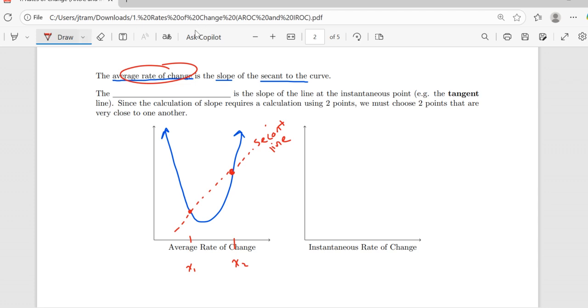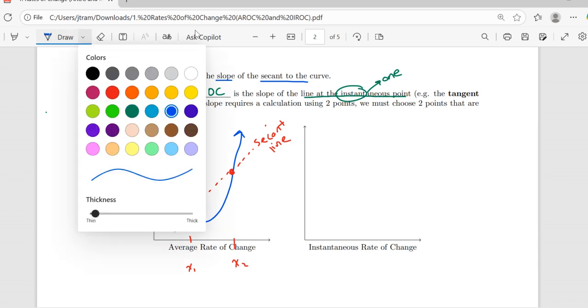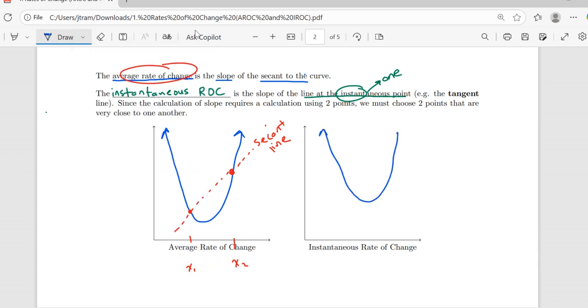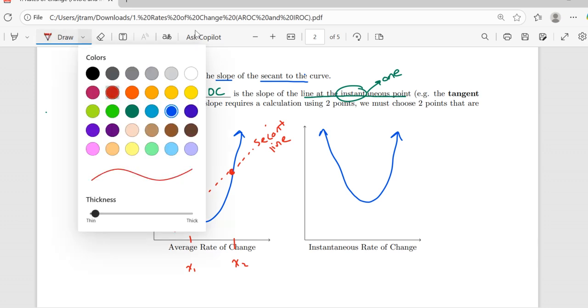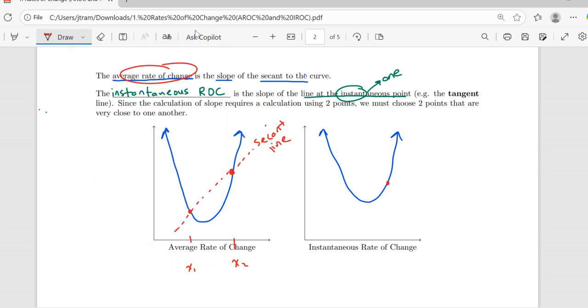And then, what's the instantaneous rate of change? Well, the instantaneous rate of change is the slope of the line at the instantaneous point, or in other words, at one instant, at one point. Here's an example once again. I try to find 1 point. Let's say I find this point right there. I want to find the rate of change at that particular point.